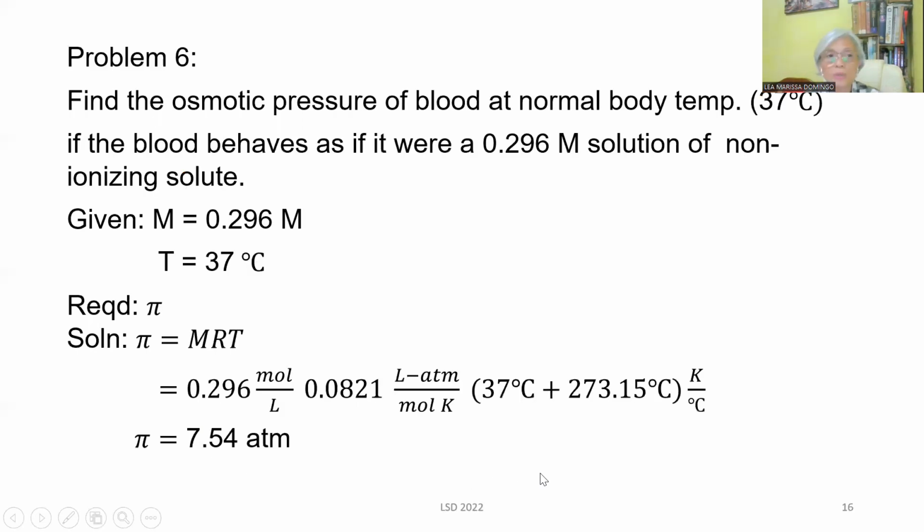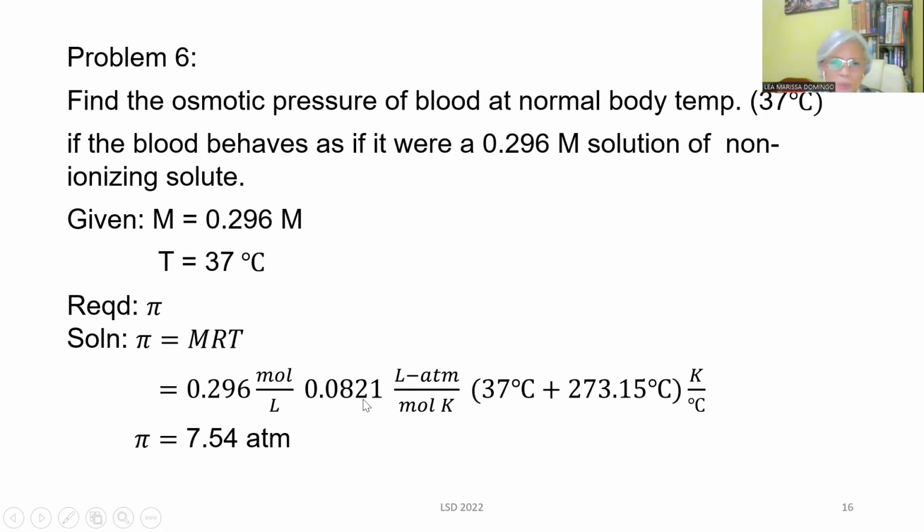Okay? So for problem number 6, find the osmotic pressure of blood at normal body temperature, which is 37 degrees Celsius, if the blood behaves as if it were a 0.296 molar solution of a non-ionizing solute. So given molarity is 0.296, temperature is 37 degrees Celsius. Okay, so we are required to find the osmotic pressure pi. Pi is equal to MRT. So M is 0.296, so this is direct substitution.